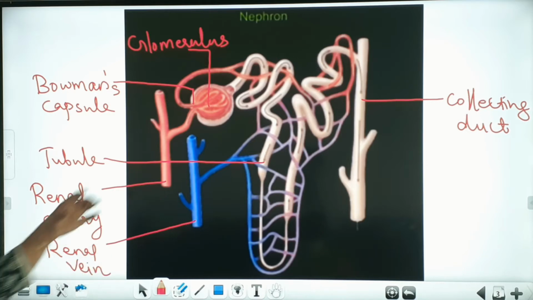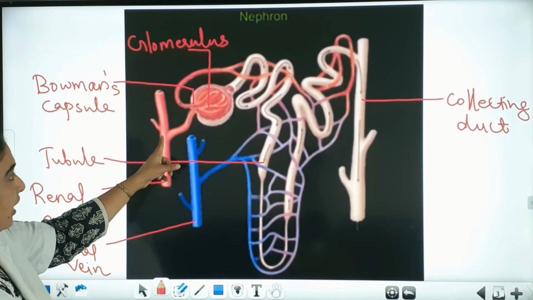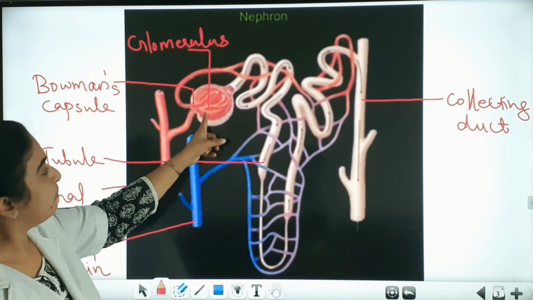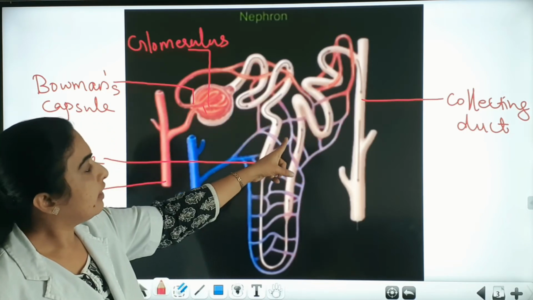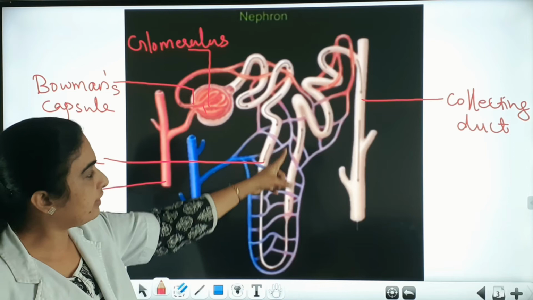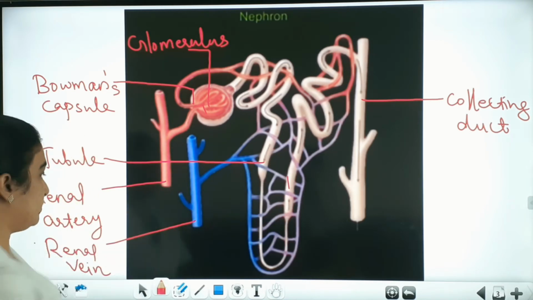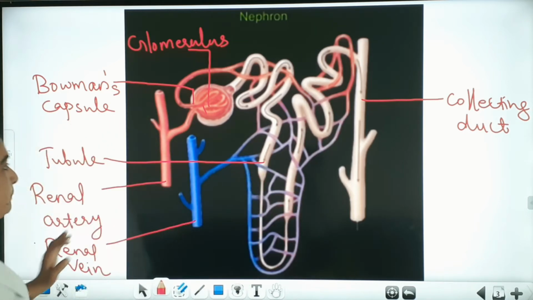So once again, one end of the glomerulus is connected to the renal artery. The other end comes out from the Bowman's capsule and surrounds the tubule as a blood capillary. Then finally it joins with the renal vein.